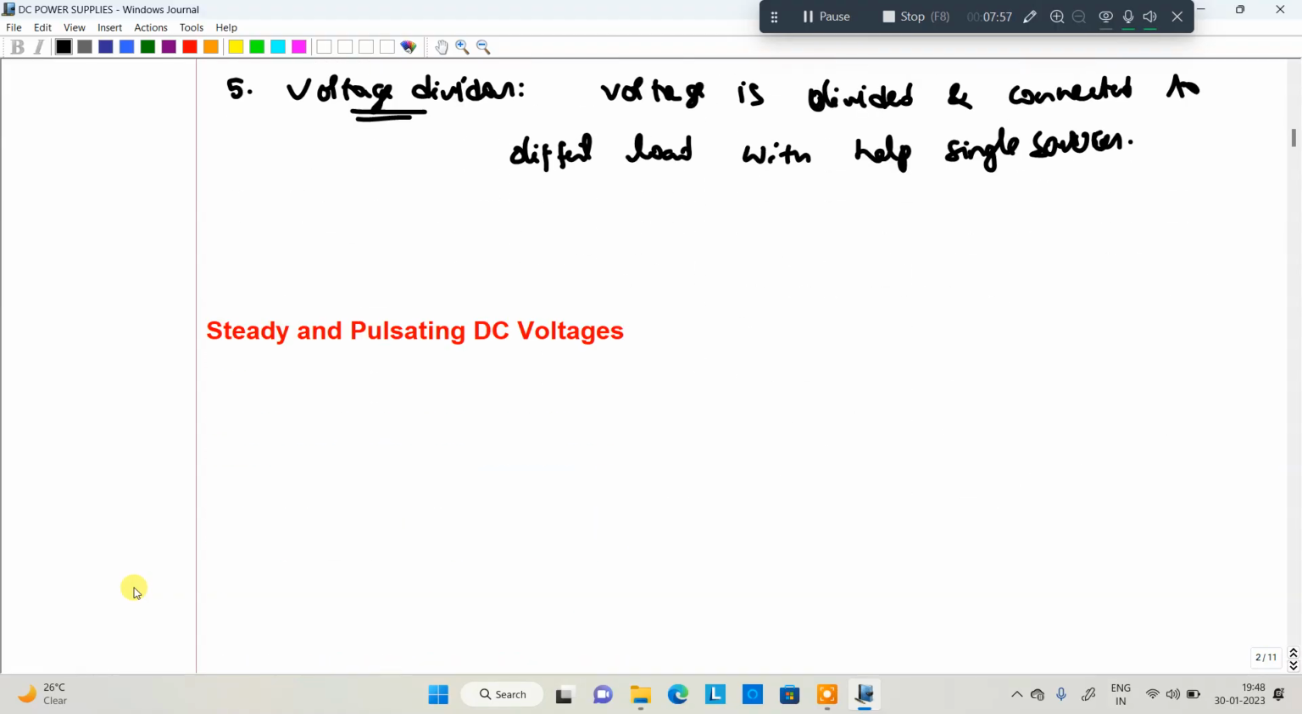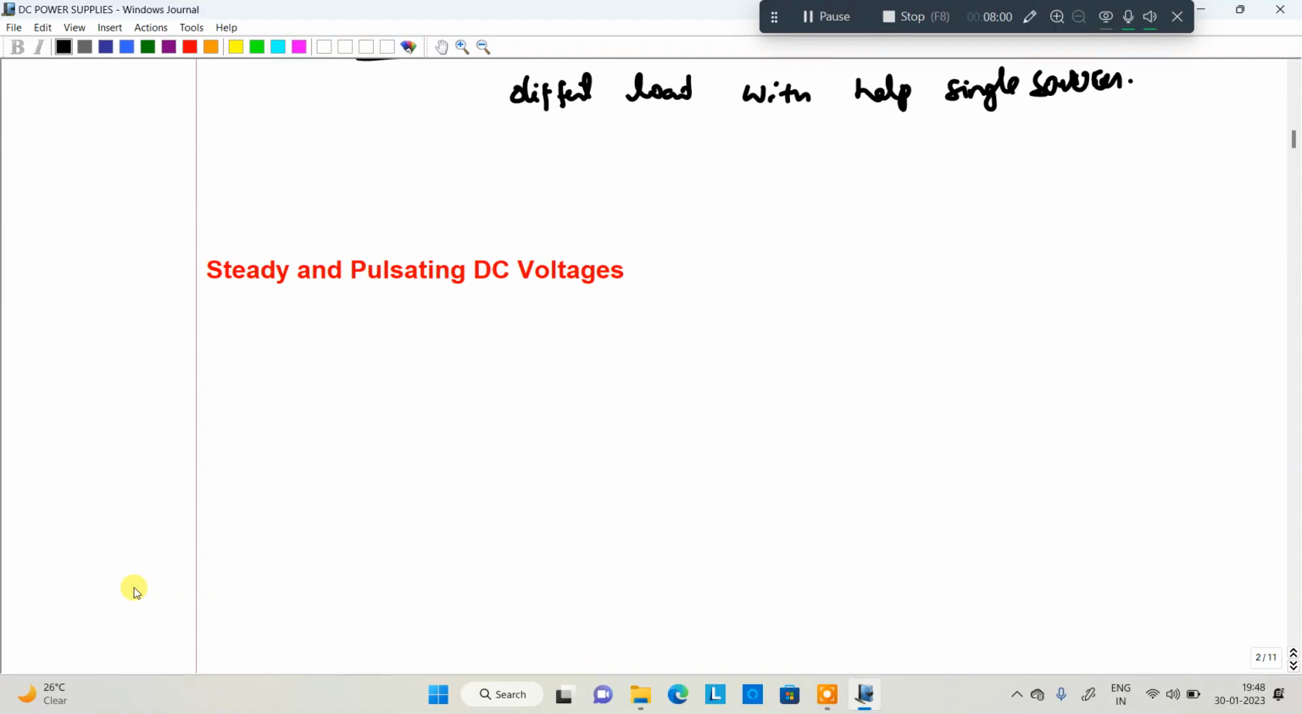Then we are moving to the steady and pulsating DC voltages. So what we got, steady DC voltages on the output side. This is the time axis, this is the voltage. So this is the DC value. The DC value is VDC. It is a constant. Okay, this is about the exact DC value.